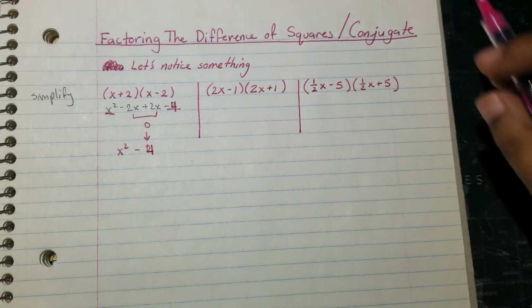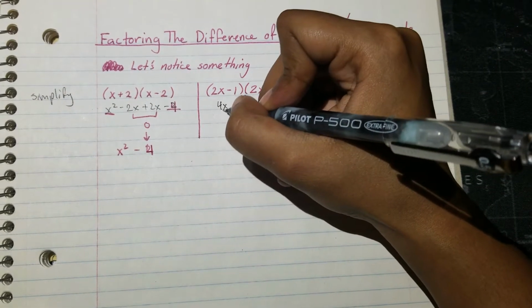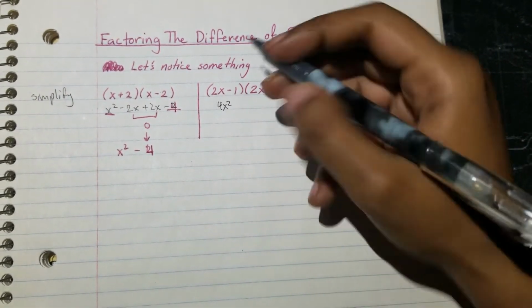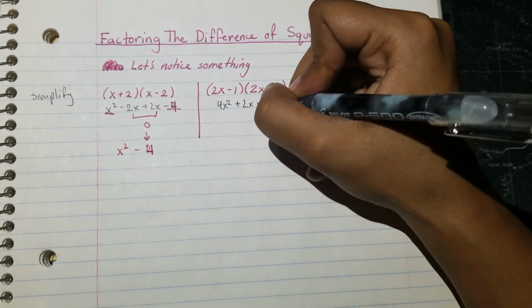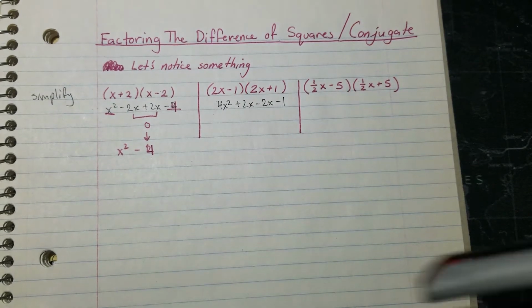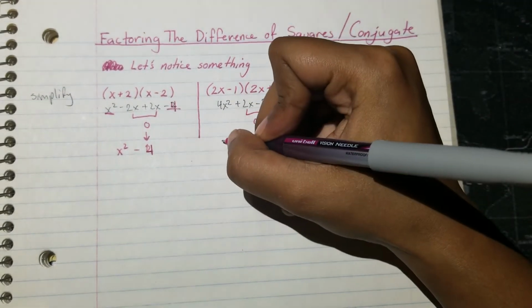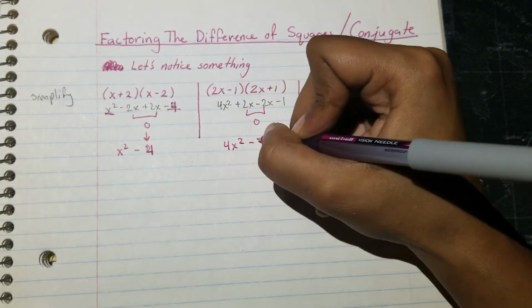Alright, so let's try this again. 2x times 2x, that's 4x squared. 2x times positive 1, positive 2x, minus 2x, and negative 1. Okay, what are we noticing again? 2 terms are canceling out, so we end up with 4x squared minus 1.